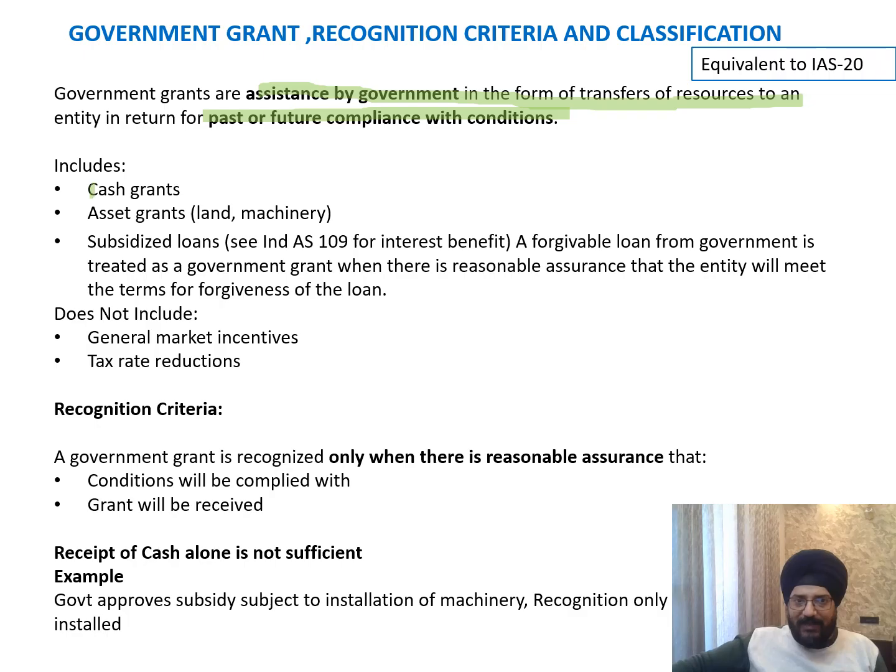It includes cash grants, which are a direct benefit in terms of cash, asset grants, which means things like land or machinery, subsidized loans, and forgivable loans. A loan from a government is treated as a government grant when there is reasonable assurance that the entity will meet the terms. As we spoke about in the last slide, any kind of loan which is forgiven is also treated as a benefit coming from the government. It does not include general market incentives and tax deductions, because these are normal government assistance that is provided and is not treated as a government grant.